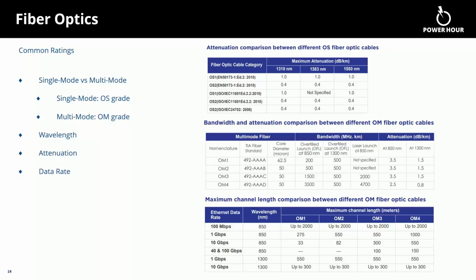Some common ratings for single mode and multi-mode are OS, optical single mode, and OM, optical modulation, respectively. So you can just kind of see in the charts here to the right a little bit how they compare. I believe OS only has two different modes, which is OS1, which is a little bit older, and OS2, which is the more modern factor. OM, I think these charts are even a little bit out of date, where they're up to OM5 and potentially OM6.